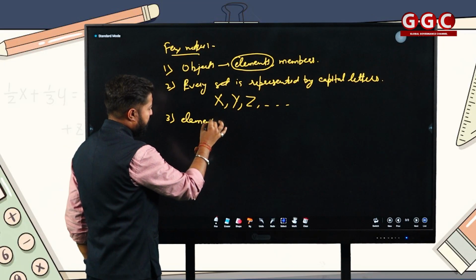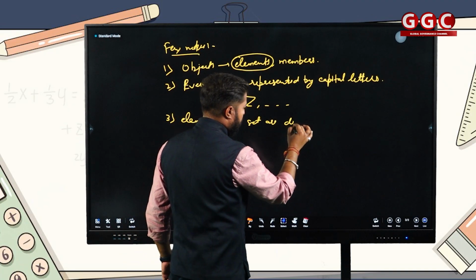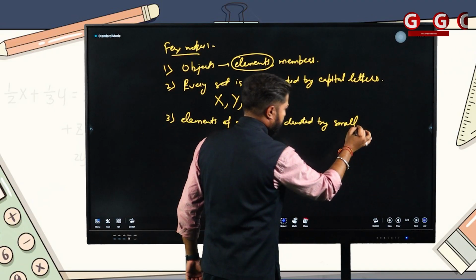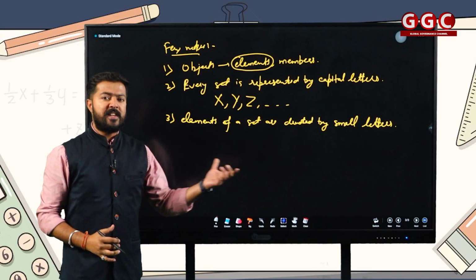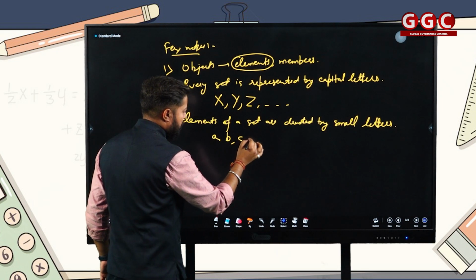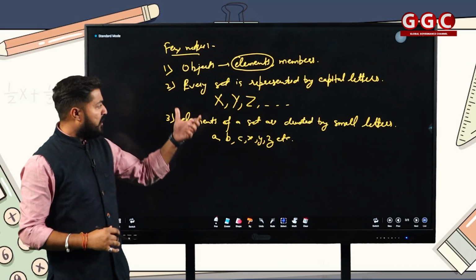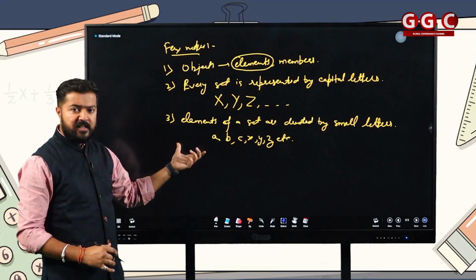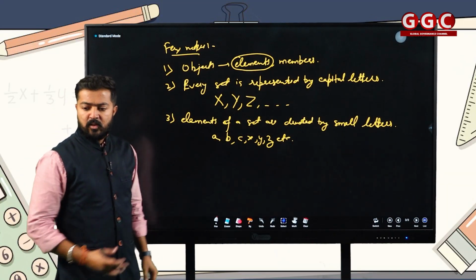Elements of a set are denoted by small letters. The elements that belong to the set, they are denoted by small letters, suppose small a, b, c, x, y, z, etc. So for representing the set, we use the capital notation X, Y, Z. For representing the elements that come in the set, we use the small English letters a, b, c, and so on.